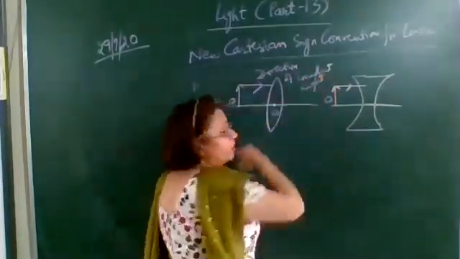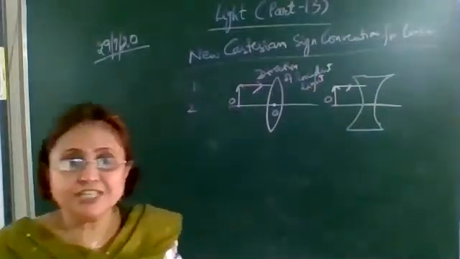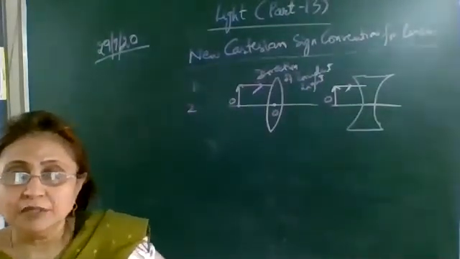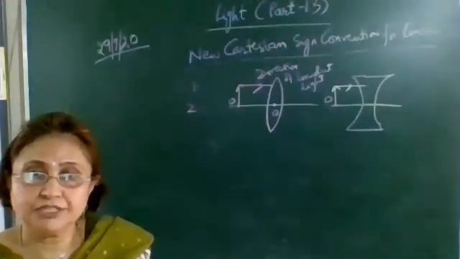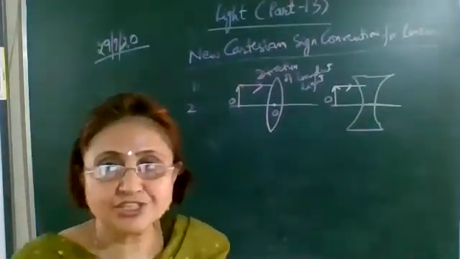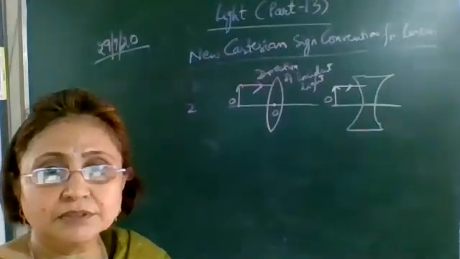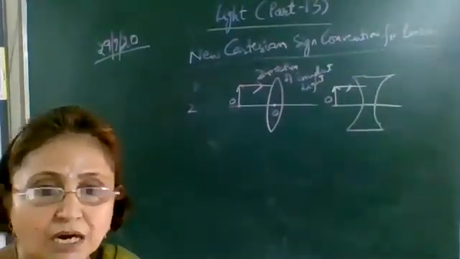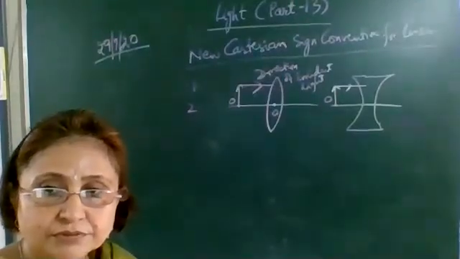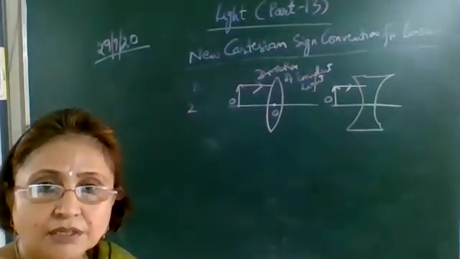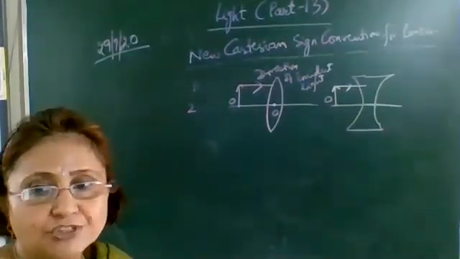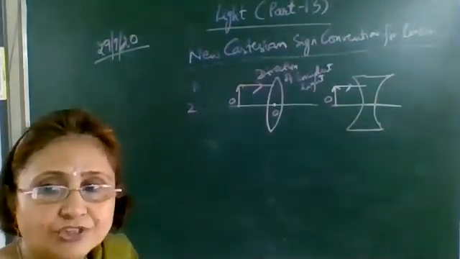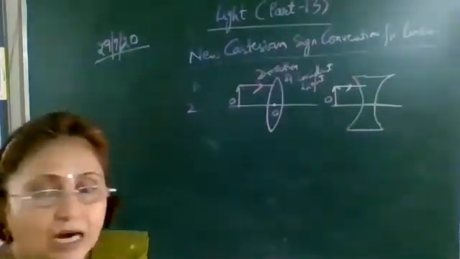So write the second point. All distances measured along the direction of incident light are taken positive, and opposite to the direction of incident light are taken negative.